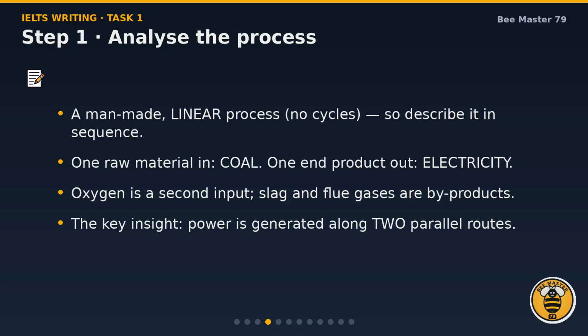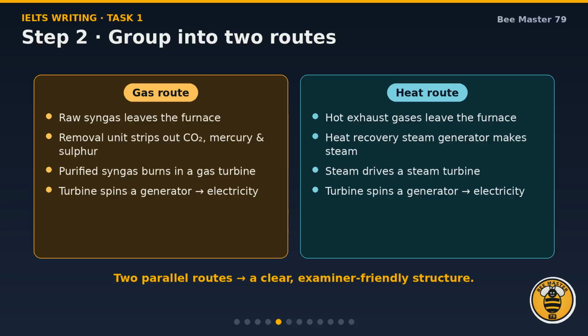First, analyze it. This is a man-made, linear process with no cycles, so we describe it in sequence. It starts with one raw material, coal, and ends with a single product, electricity. The clever part is that electricity is produced along two parallel routes. The gas route cleans and burns cinders. The heat route recovers waste heat to make steam. Grouping the stages this way gives our answer a clear structure.